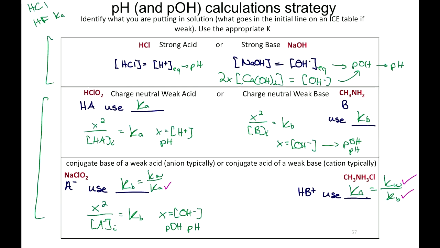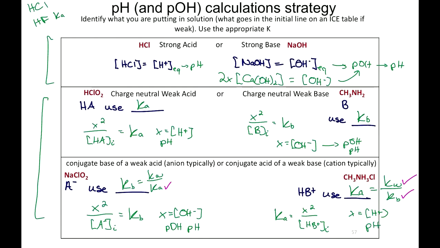And so since we used a Ka expression, Ka will be equal to x squared over the initial concentration of the conjugate acid. And of course, I'm just doing the ICE table, but using the approximation, because all of these take on the same form, where x is going to be equal to the concentration of what when you solve for this? H plus, yes, because we used Ka, and so you can pH that directly.